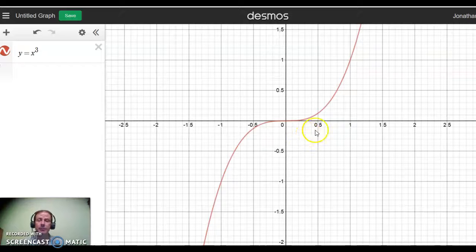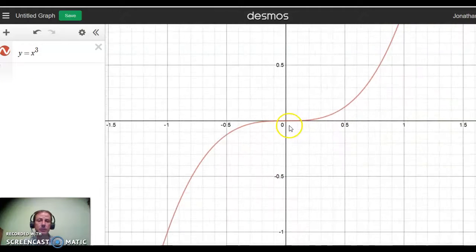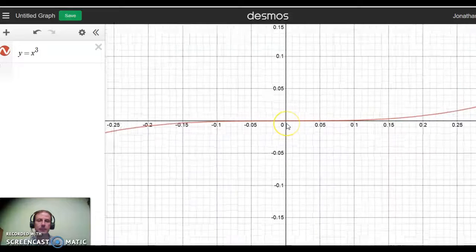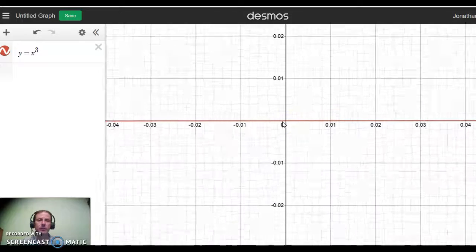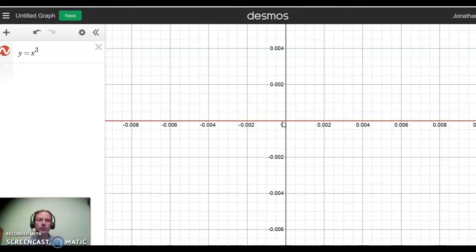Now using this definition, we can see that it's entirely possible for a tangent line to cross the curve. In fact, it can cross the curve at the point where you're forming the tangent line. So what we're looking at now is the graph of y equals x cubed. And if I look at the tangent line at x equals 0, and zoom in and in, eventually we're going to get to the point where the curve is indistinguishable from the x-axis. So that means that the x-axis is the tangent line to the curve at x equals 0.